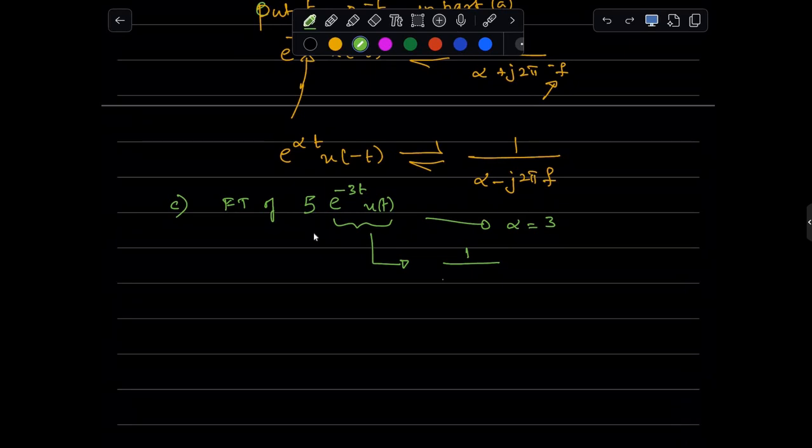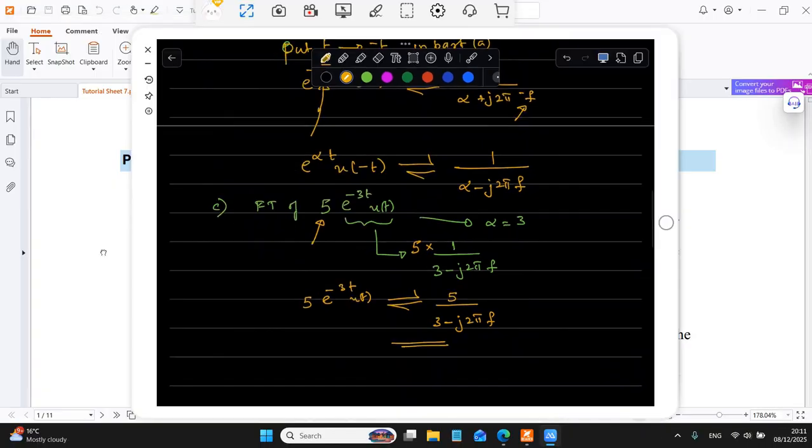So it will become 3 minus j2 pi f. Now you see there is a multiplication with the 5, so we have to multiply with the 5. What is the Fourier transform of 5 into e power minus 3t into u of t? This has the Fourier transform 5 over 3 minus j2 pi f. So that is the result.